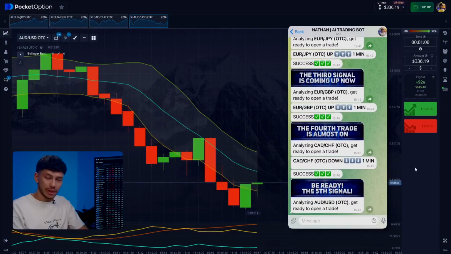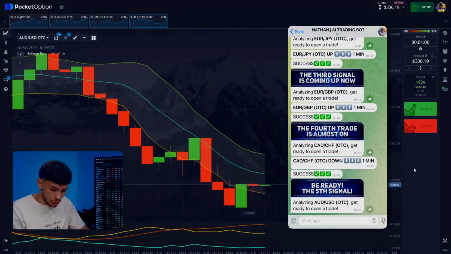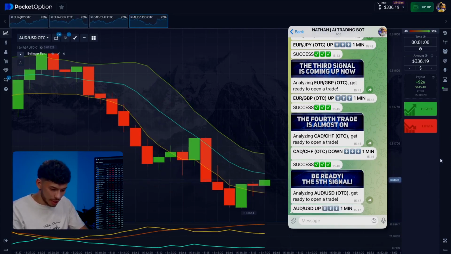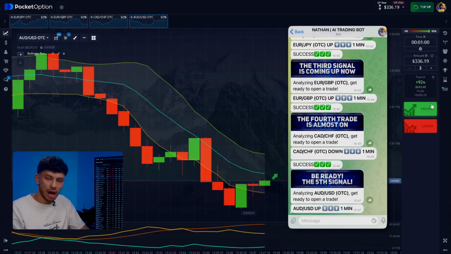All good here? Let's continue. Now, back to Australia and the US. After a long downtrend, they've finally slowed and we're seeing an engulfing candle. The bot is predicting an upward correction.